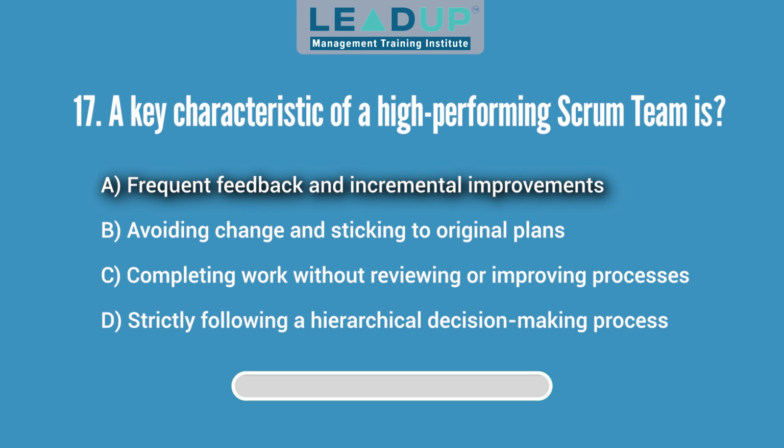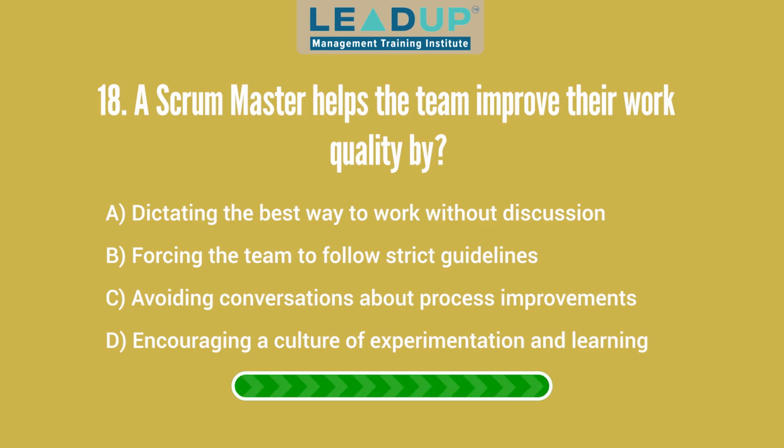Answer: frequent feedback and incremental improvements. Question 18. A Scrum Master helps the team improve their work quality by A. Dictating the best way to work without discussion. B. Forcing the team to follow strict guidelines. C. Avoiding conversations about process improvements. And D. Encouraging a culture of experimentation and learning.